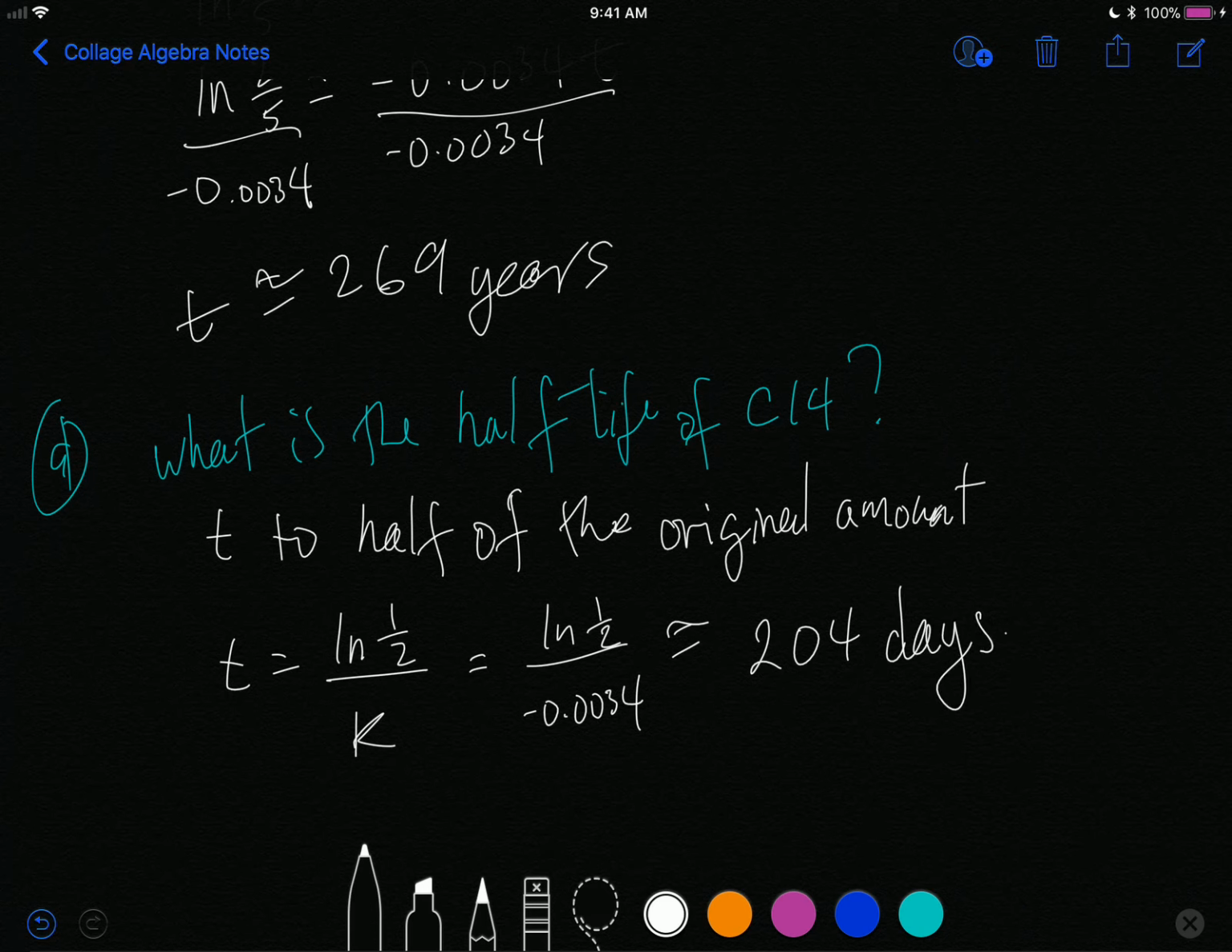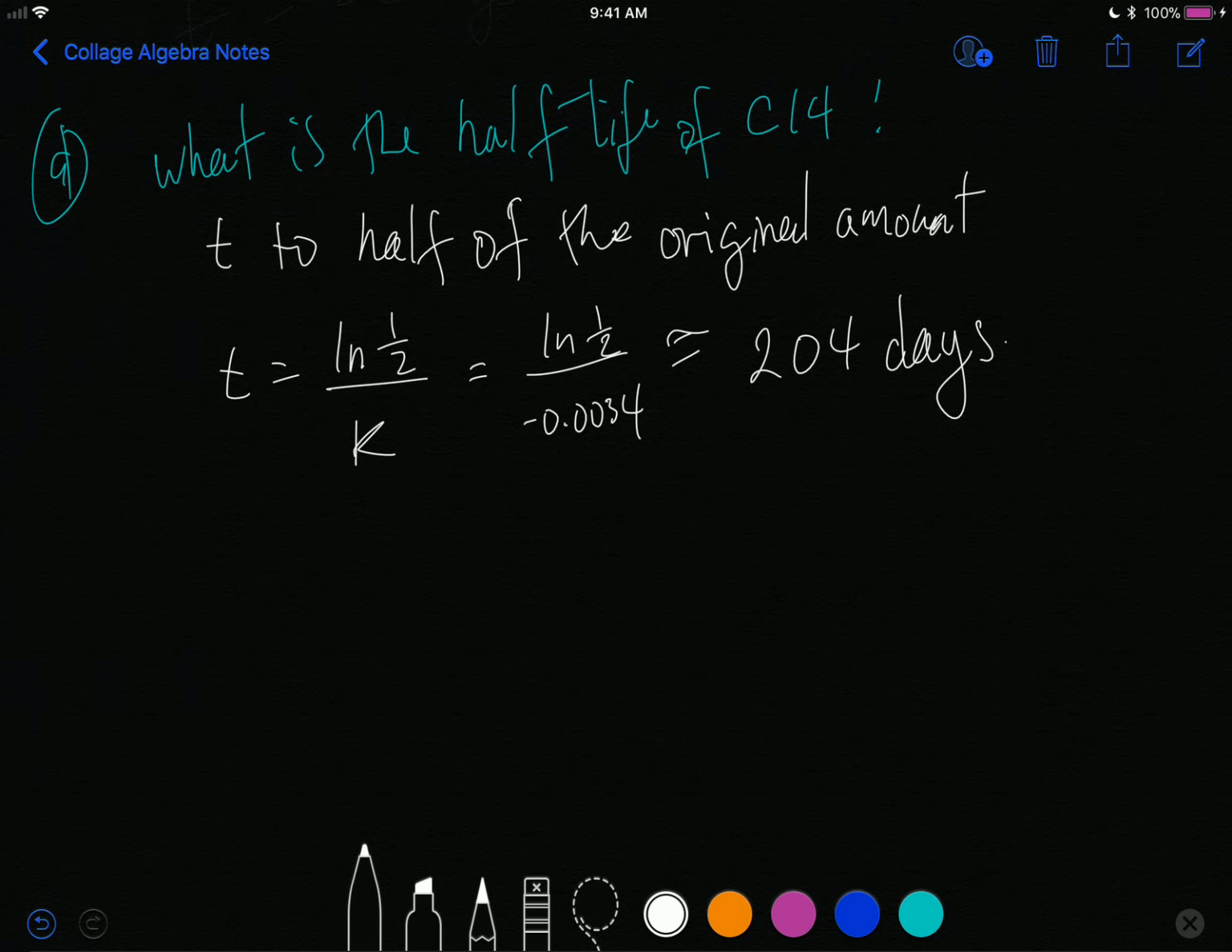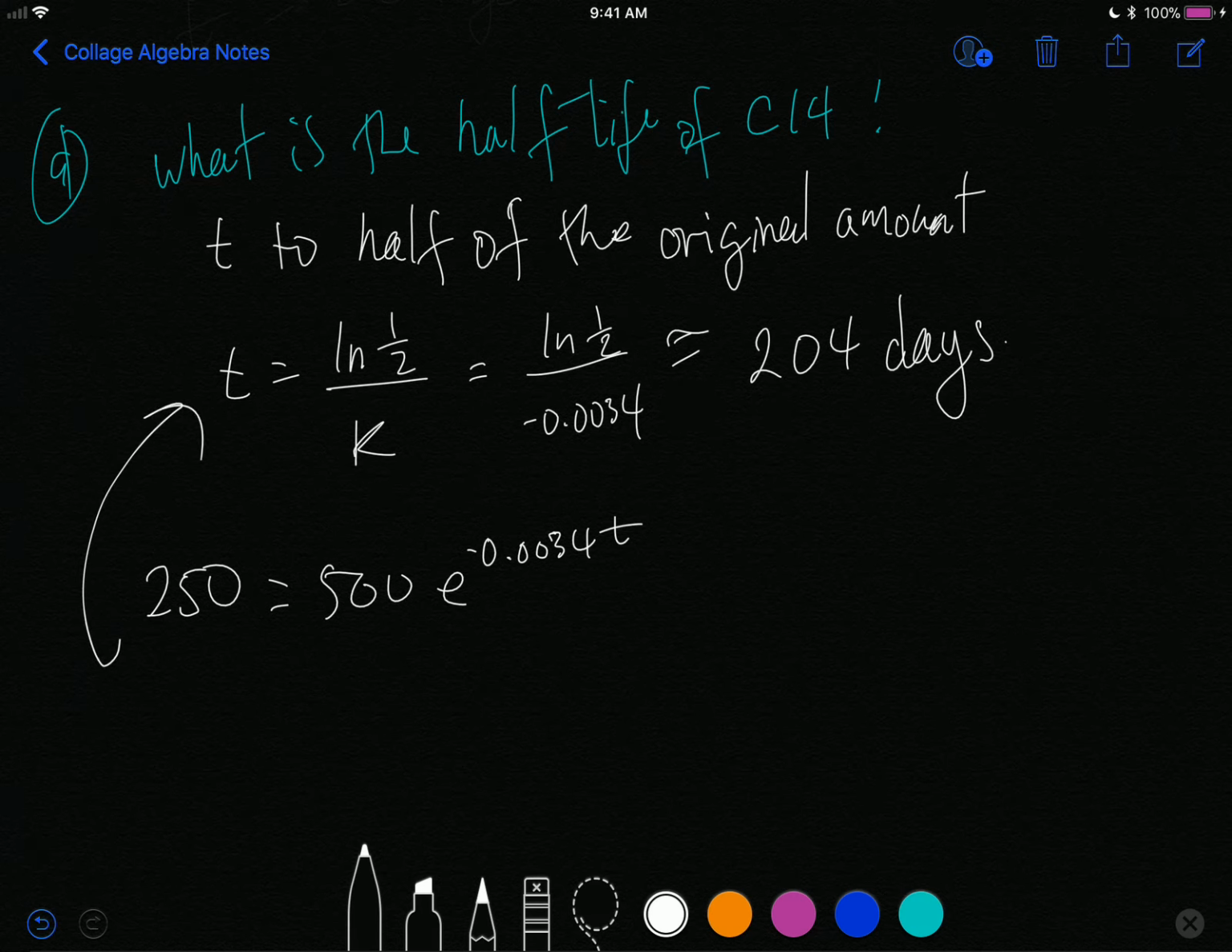You can solve the problem directly by setting equal to, if I start out with 500, half of that amount is 250, and solve, but it will end up becoming this equation, just like with the double time. Alright, and that's it. Good luck.